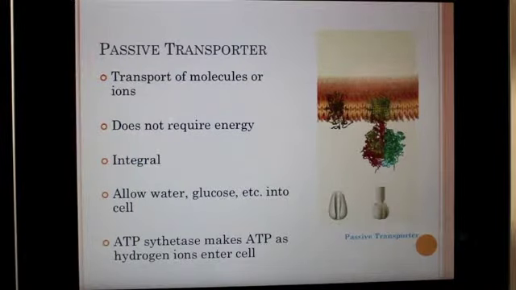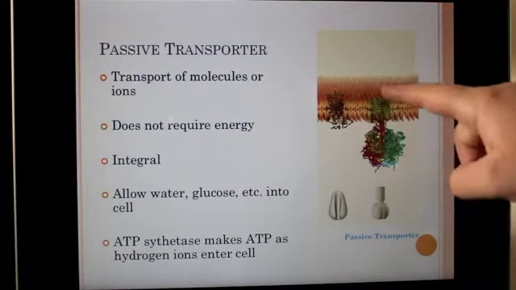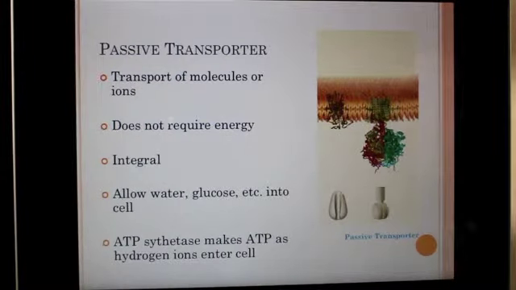Another type of protein, like these guys here, these have passages through the bilayer. They actually have these open tubes that things can go through. These are passive transporters, and they transport molecules or ions through the cell membrane. This doesn't require energy. These are here for a long time, and these are things that allow water, glucose, and that sort of thing into the cell.